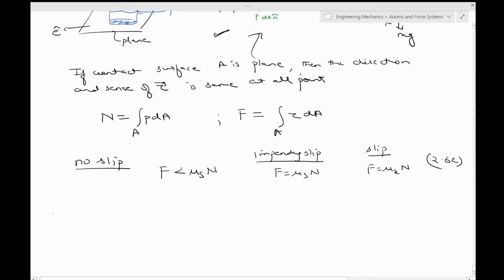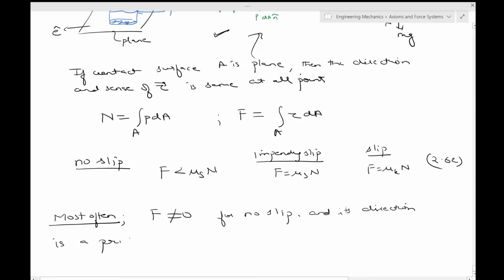So most often this F is not equal to 0 for no slip. Yes, it's allowed to be 0 because it is allowed to be smaller than this, but it's not really 0 for most of the time, and its direction is a priori arbitrary. And is obtained from equations of motion.